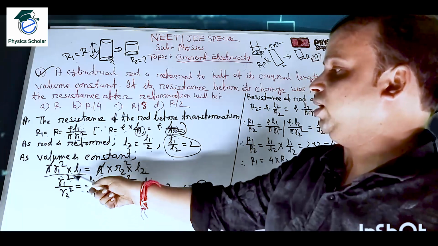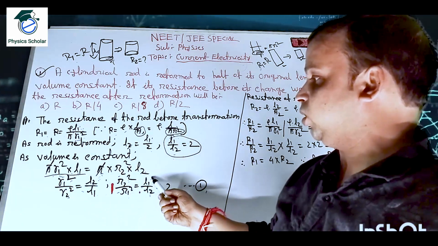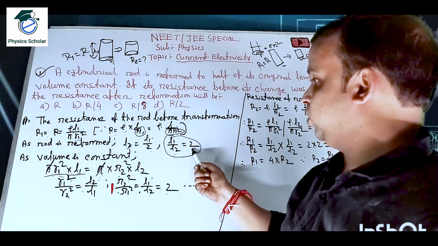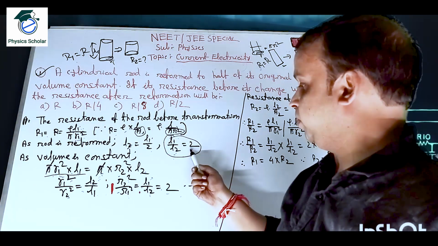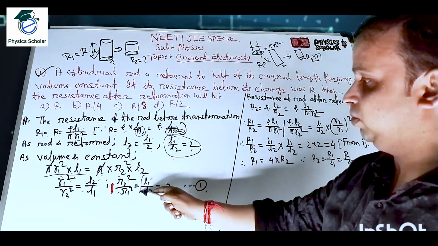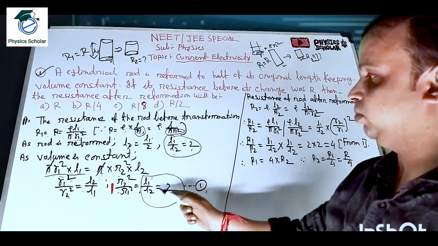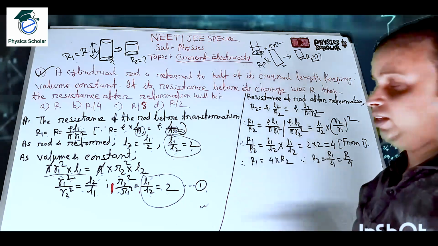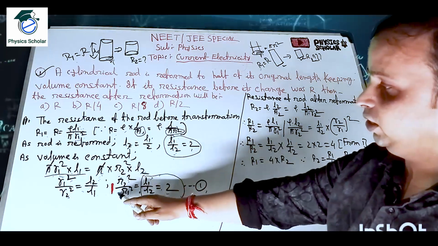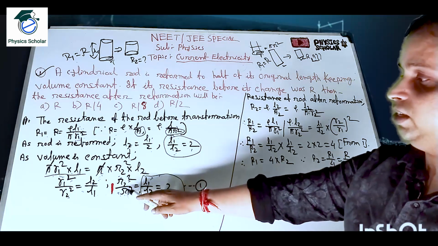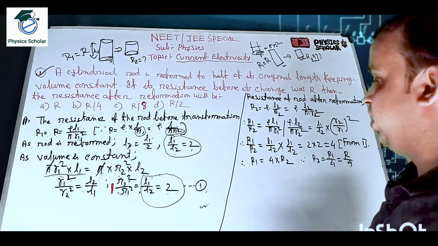So we just take the reciprocal of this. R2 square by R1 square is equal to L1 by L2, which is equal to what? 2. Clear? Why? Because L1 by L2 is equal to 2. We already got it from here. So it is equation number 1. So we are finding the ratio of the lengths of the rod, the initial length and the final length, and the ratio of the radius. The final radius square divided by the initial radius square is equal to what?